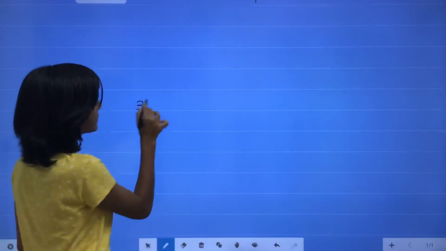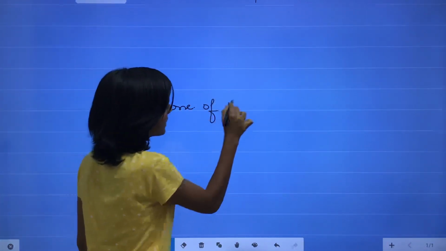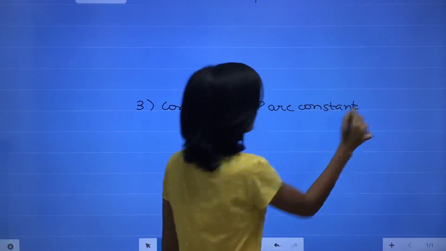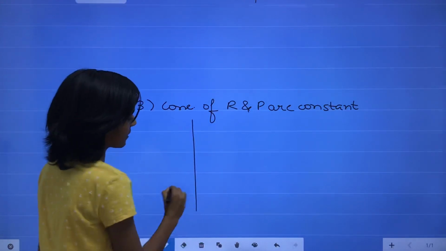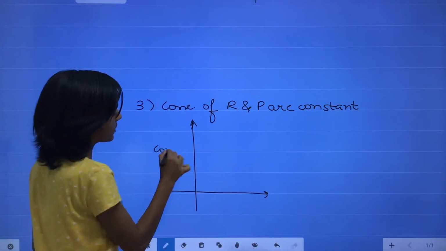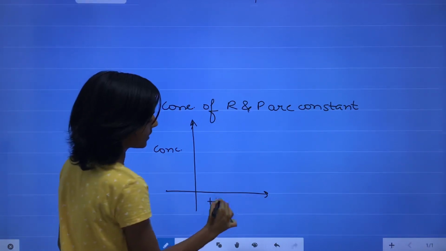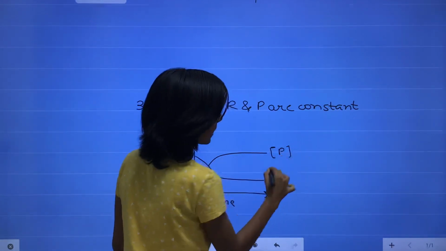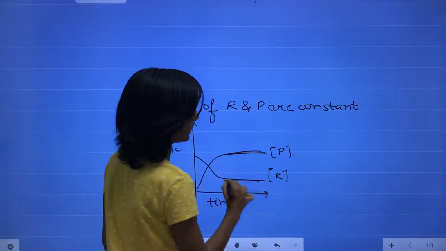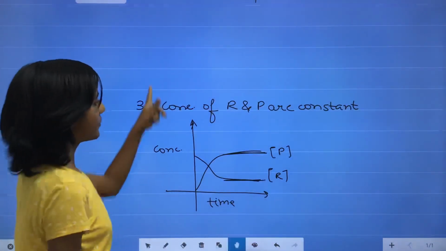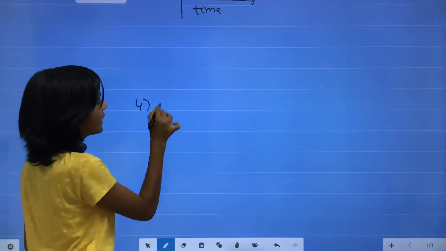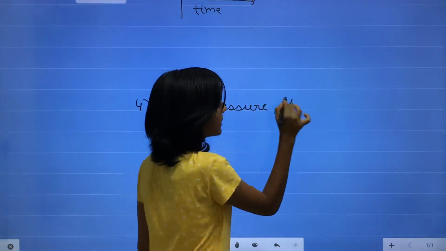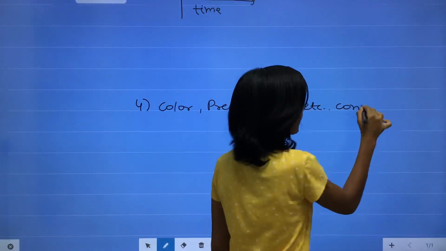Then the third is that the concentrations of reactant and product are constant. We can show this by a graph also. So this is the concentration and this is the time. So the concentrations of reactant and product are constant. And the fourth is that color, pressure, refractive index, etc. are also constant.